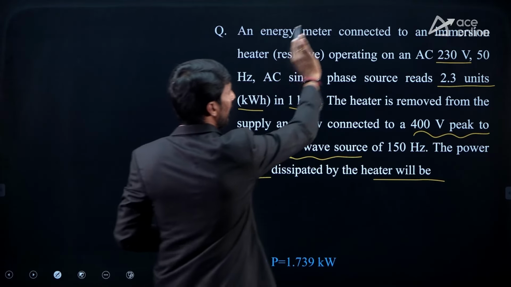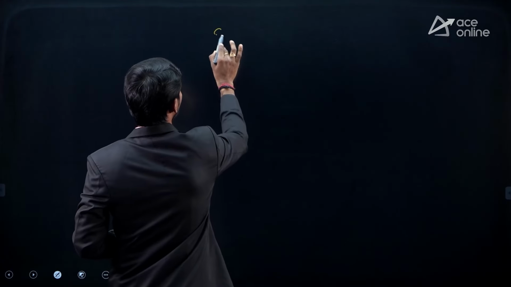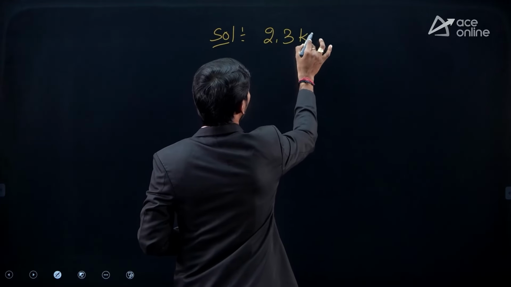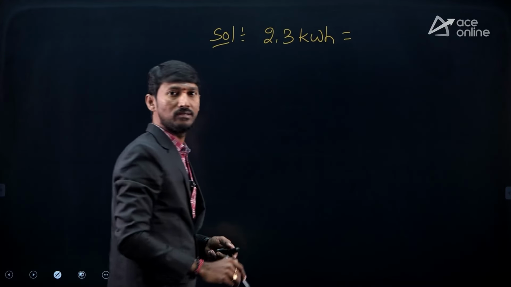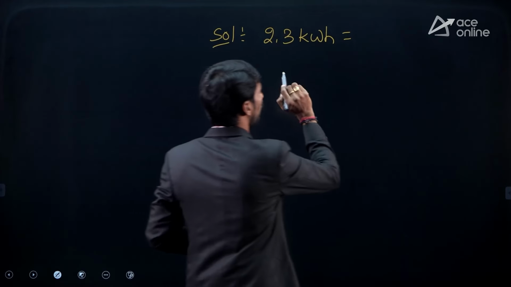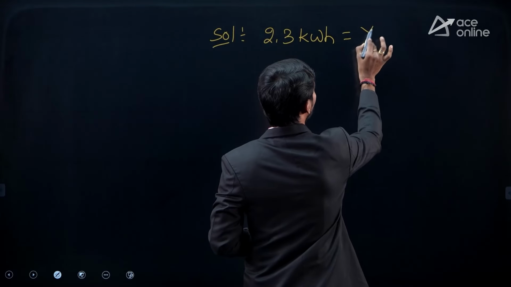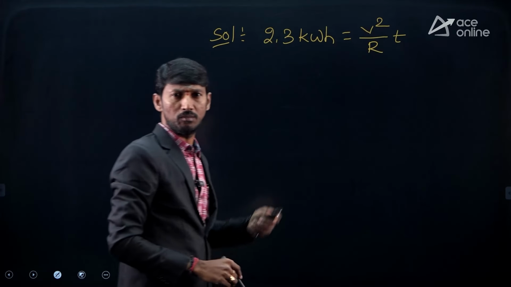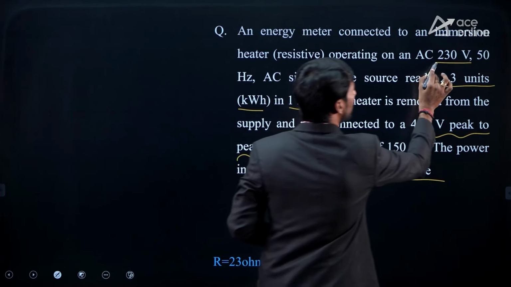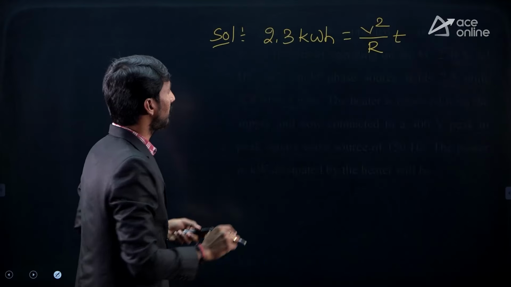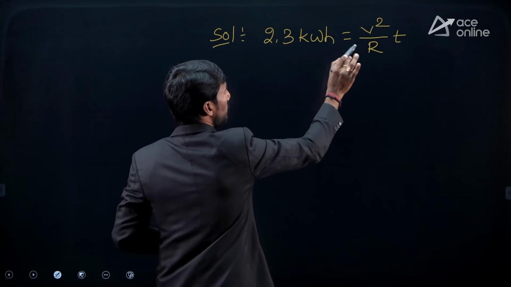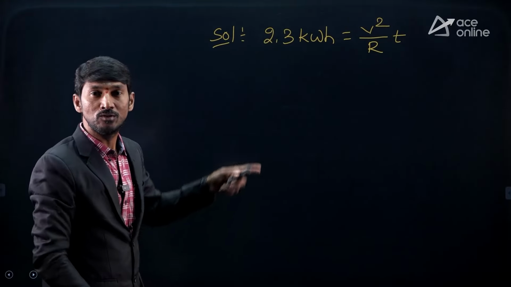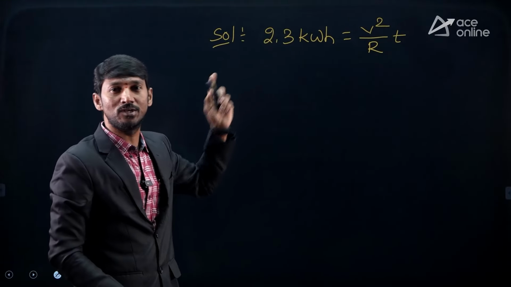Very simple. According to the first statement, what is that? 2.3 kilowatt hour. 2.3 kilowatt hour is equal to, what is that? Power into time. What is the power? V square by R into time. Why we are taking 230 volt? Because the voltage is given. This is the energy, this is the voltage given to the heater, this is the resistance of heater. So with this data we can calculate the resistance of heater.